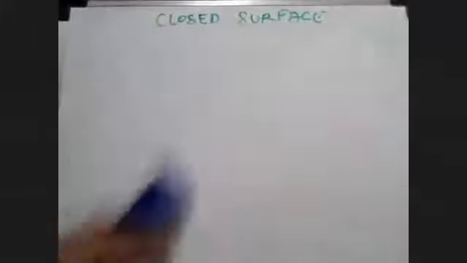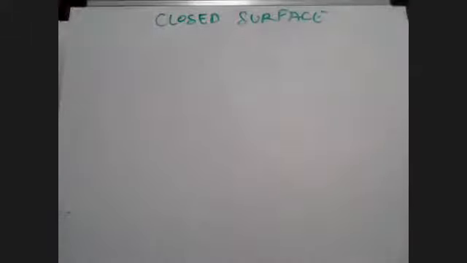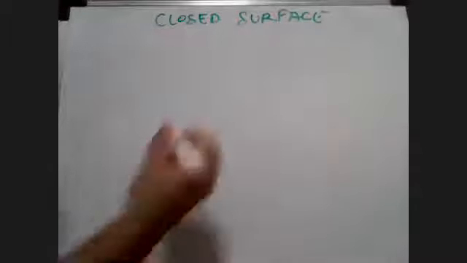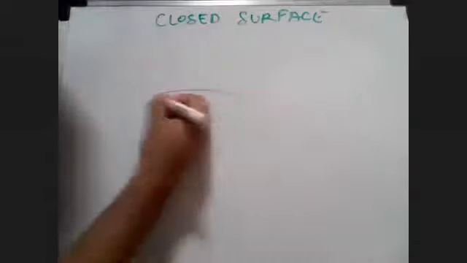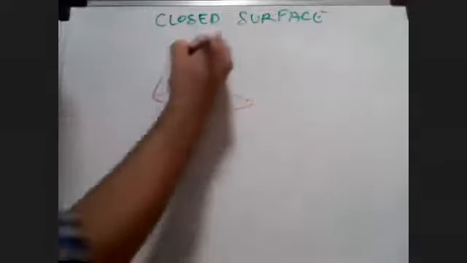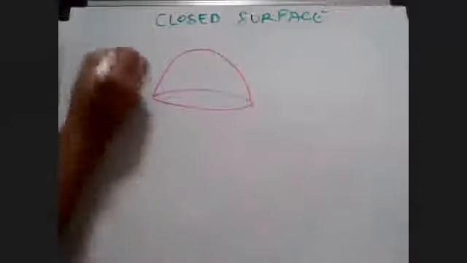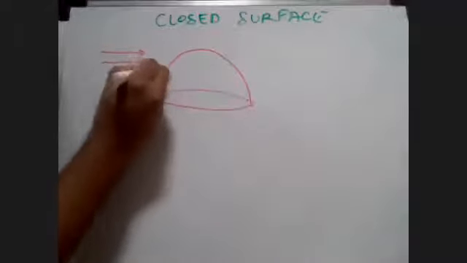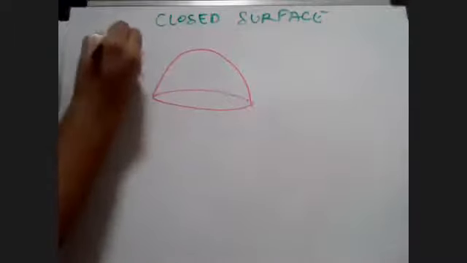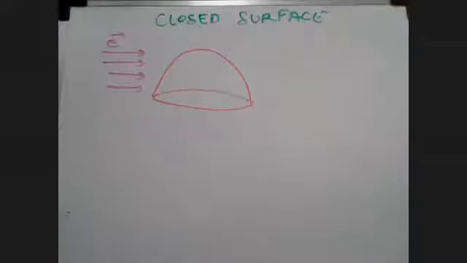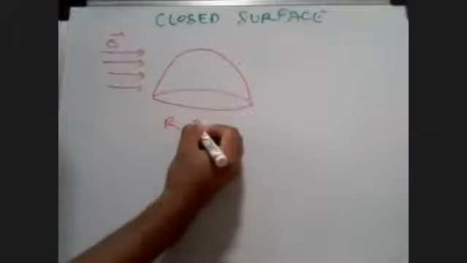Okay. Next one. Tell me this. If I take a hemisphere, and I say electric field lines are going like this. Listen to the question very carefully. Tell me what is the total flux passing through this area, considering R is the radius of the hemisphere.